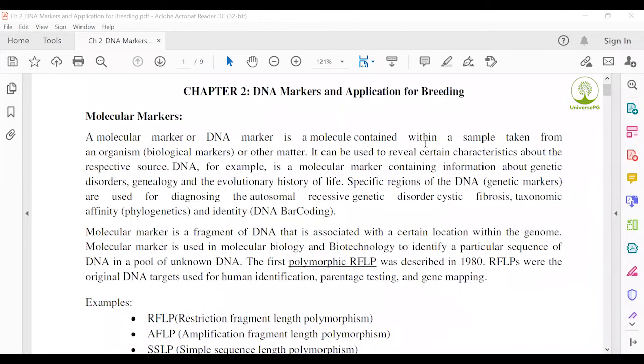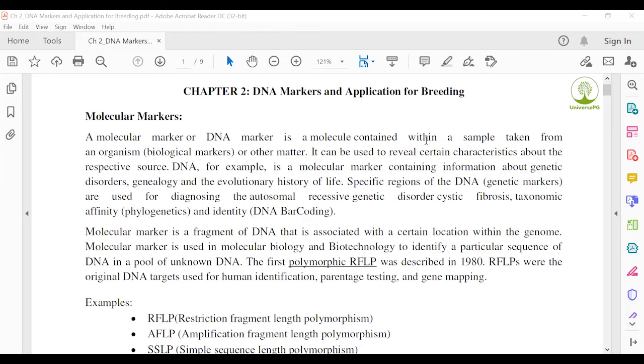Today we will start a new chapter, chapter 2, DNA markers and application for breeding. First, molecular markers, DNA marker. What is a DNA marker or molecular marker? A DNA marker is a molecule contained within a sample taken from an organism or other matter.